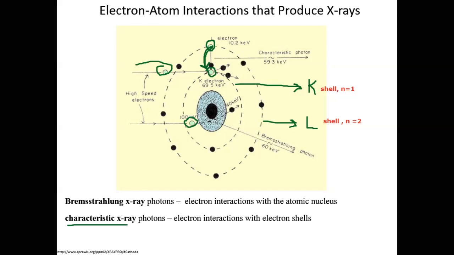So the high-speed electrons can do two things. It can interact with electrons in the anode target, or it can interact with the atomic nucleus. What we're interested in is the electrons that interact with the electrons in the anode target, not the nucleus. So characteristic X-rays are what we want. But we produce both these types of X-ray photons.